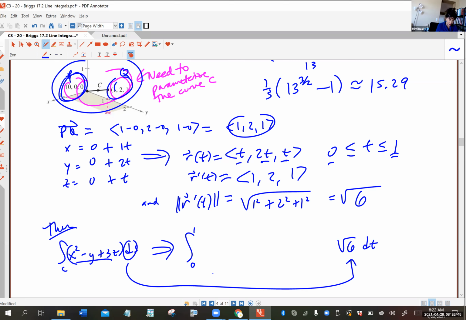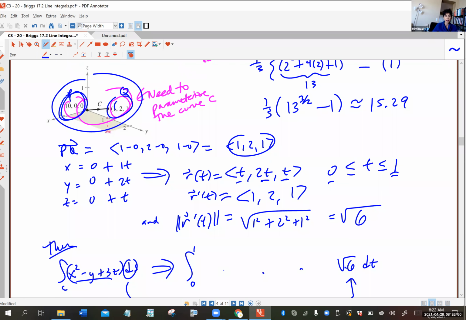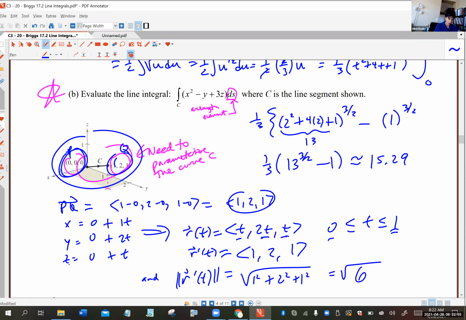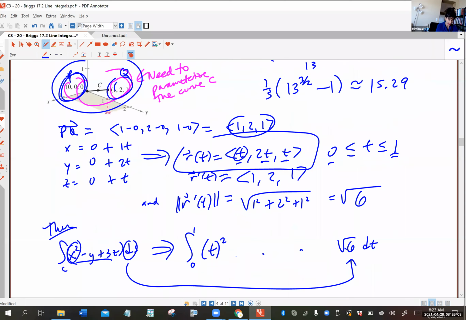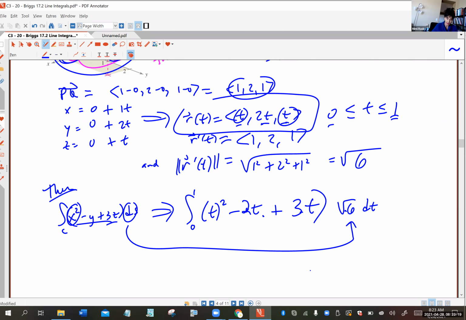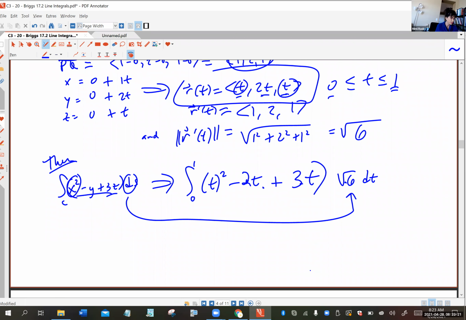And then the question is, I don't want to see x's, y's, and z's in here. That's not okay. I only want to see the variable t. So x squared needs to get replaced with something. What? Well, we're going to take the x component from our vector valued function and substitute that in place of x. So t squared minus y, but y is 2t, so we'll substitute 2t in place of y, and then plus 3z, but z is t.